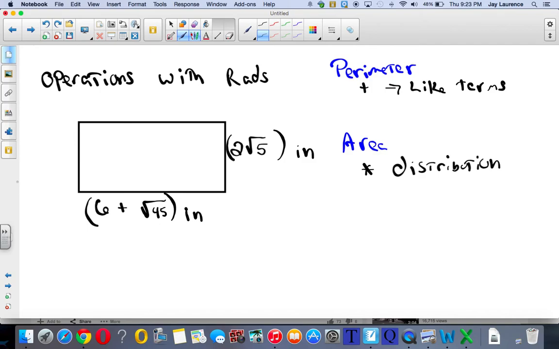All right, so let's find the perimeter first. The perimeter is going to be the distance around the rectangle.